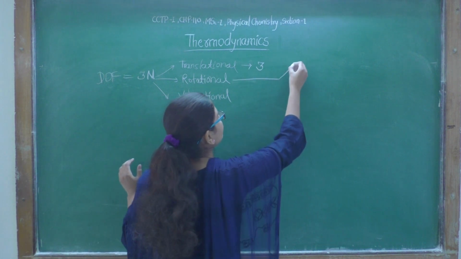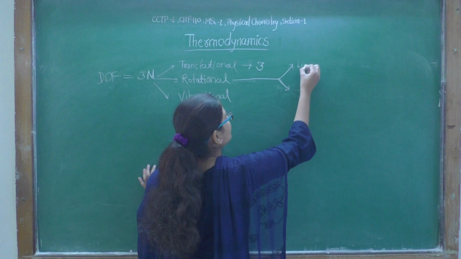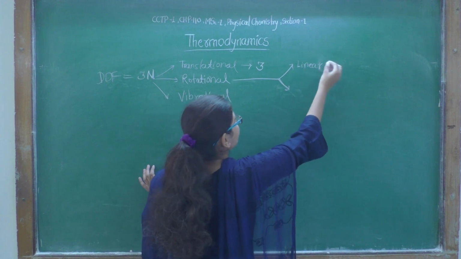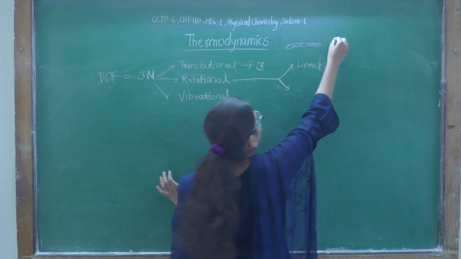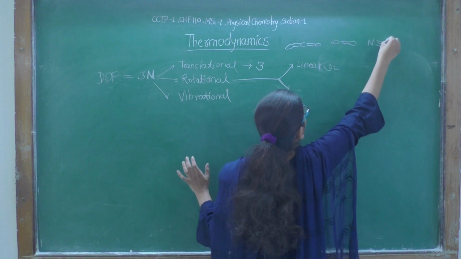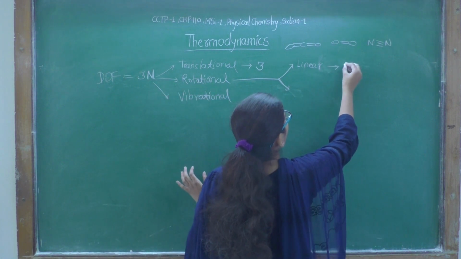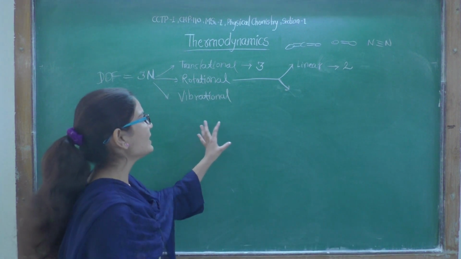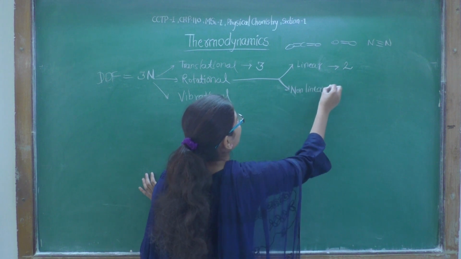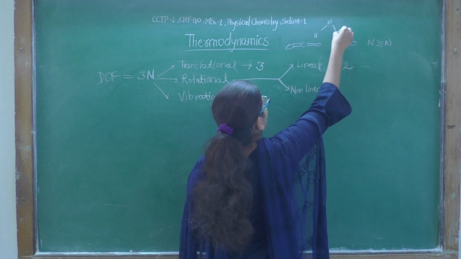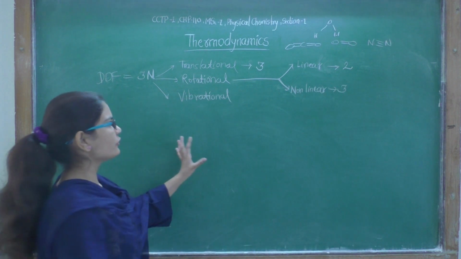For rotational degrees of freedom, if the molecule is linear, like O2, CO2, N2, these types of molecules will have only 2 rotational degrees of freedom, while the molecules which are non-linear, like H2O, will have 3 rotational degrees of freedom.